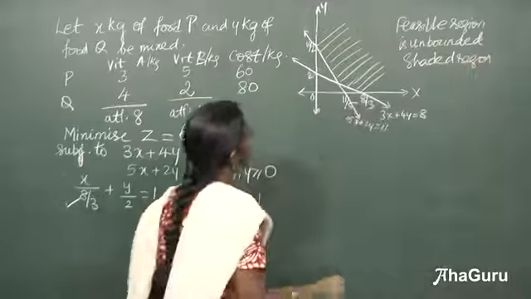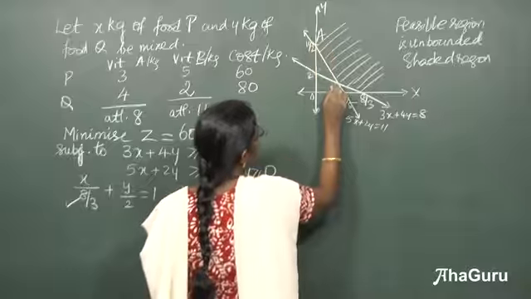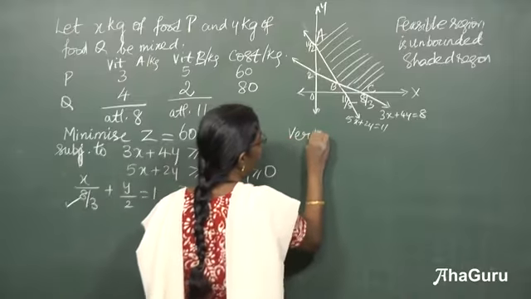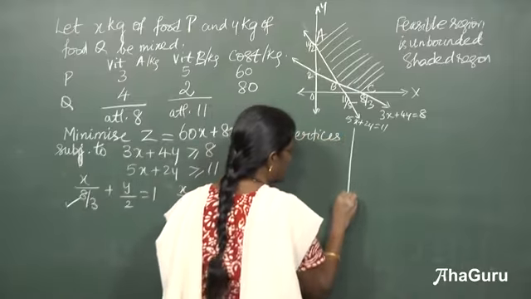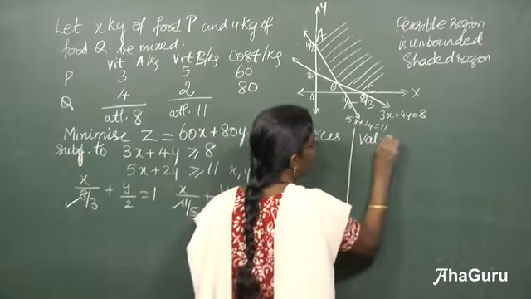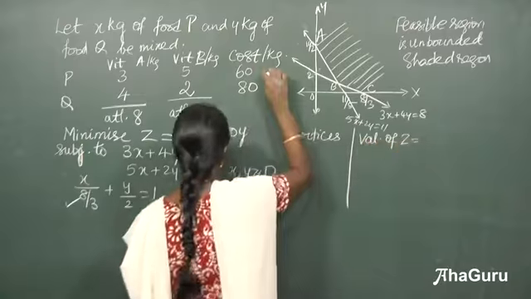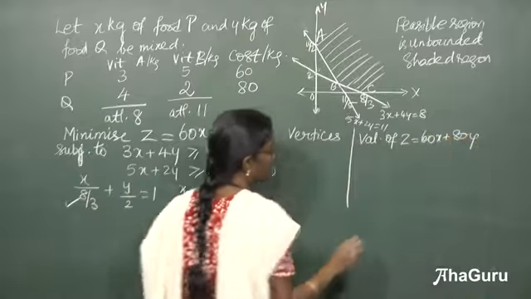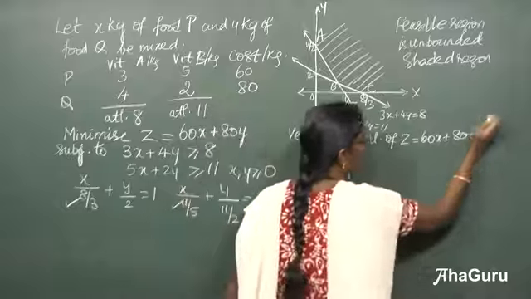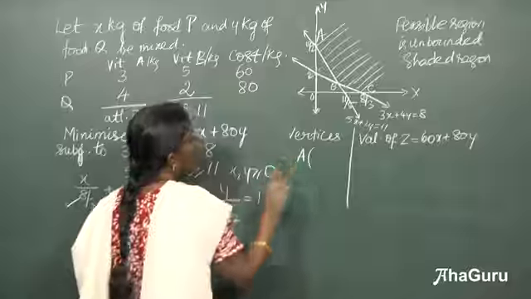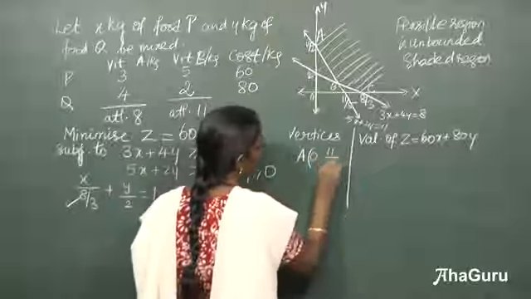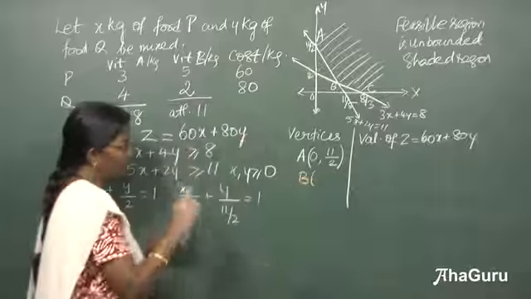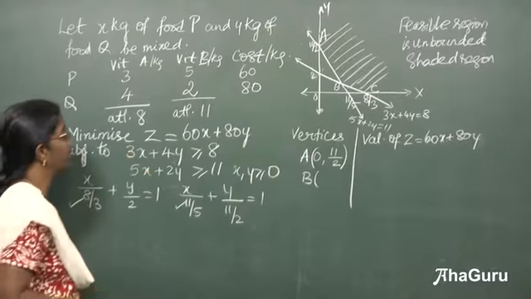Okay. What are the vertices? I'll call this point A, this point B, this point C. So the first column will be the vertices, the second will be the value of Z, which was 60x plus 80y. A vertex will become 0, 11 by 2.